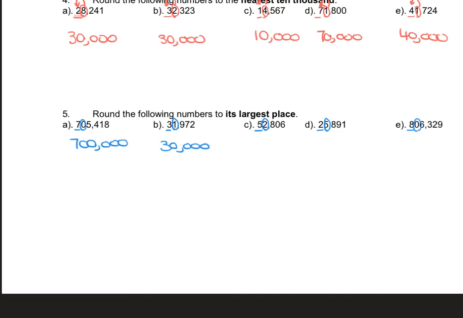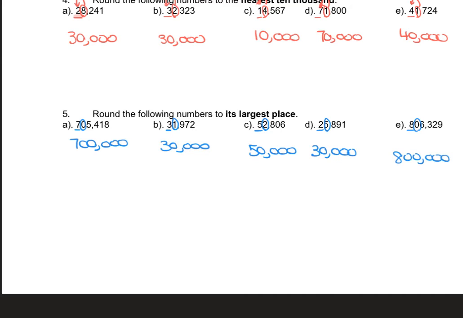And really, other than the underlined and the circled numbers, digits, you are not looking at any of the other digits. So I got 700,000, 30,000, 50,000, 30,000, 800,000. And ultimately, almost all of them rounded down except D.